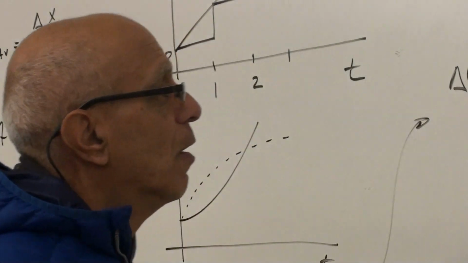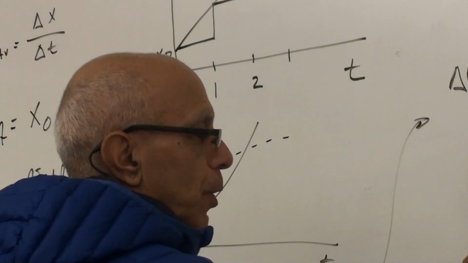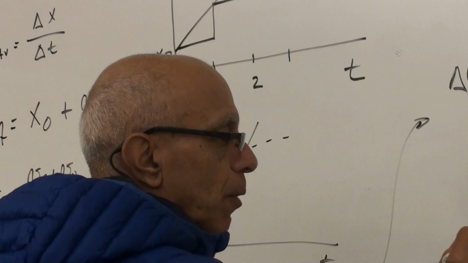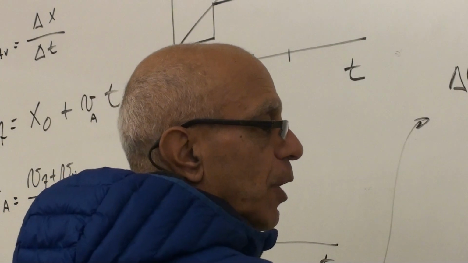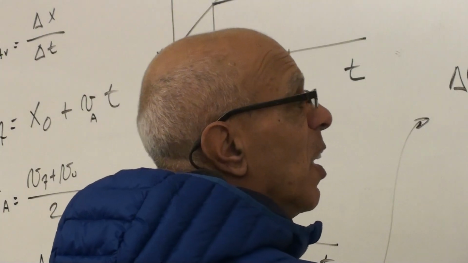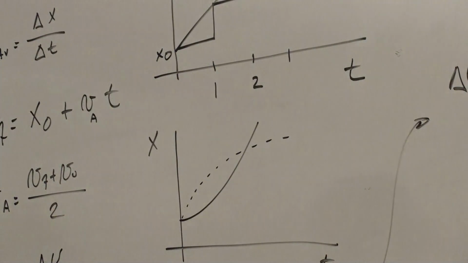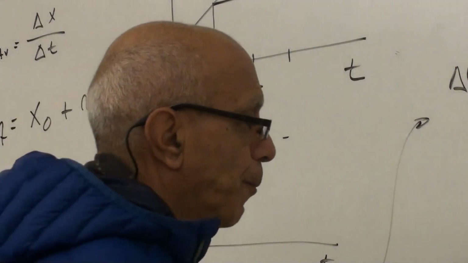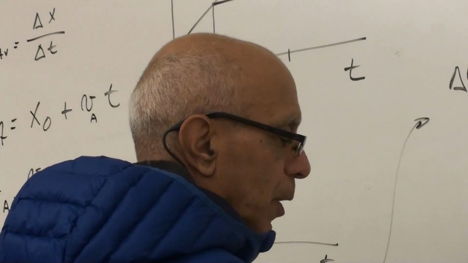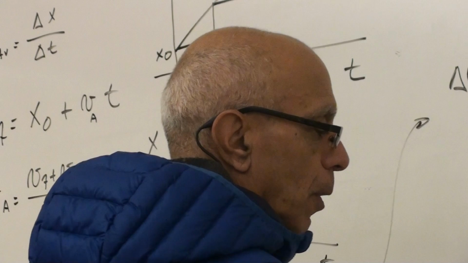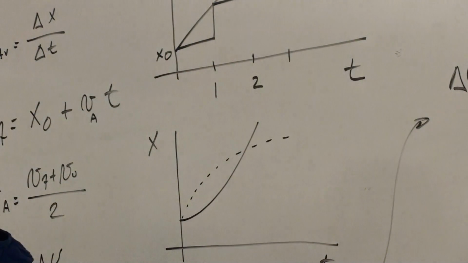So when I do this, I'm going to multiply this first. So it's going to be (VF minus V0) times (VF plus V0) divided by 2A delta X. Okay? So now I'm going to have (VF minus V0) times (VF plus V0) equals 2A delta X. Now, what is this here equal to?